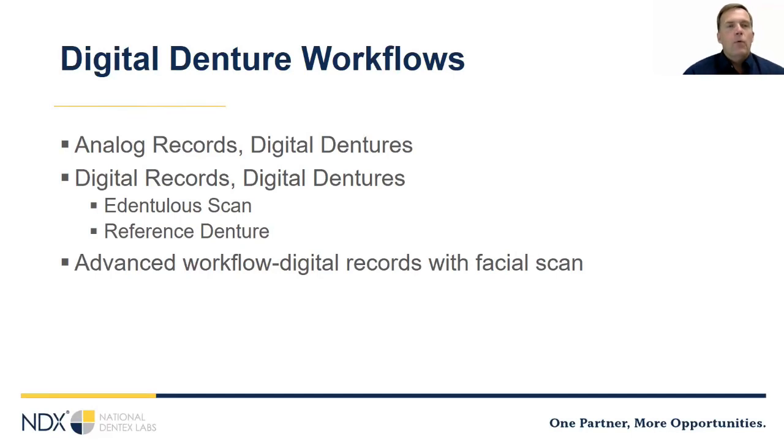So I want to talk about workflows that we can use. And what I'll try to do is talk about the first one, and I'll talk about how each of the other ones are different. So we're not going through the same steps over and over and over again. There is a way to do a digital denture from analog records, and we'll talk about that. And then you can do digital records for digital dentures. There are a couple different ways to do that. And then we'll talk a little bit about facial scanning and how that can get you down to a 2-appointment denture, if you'd like.